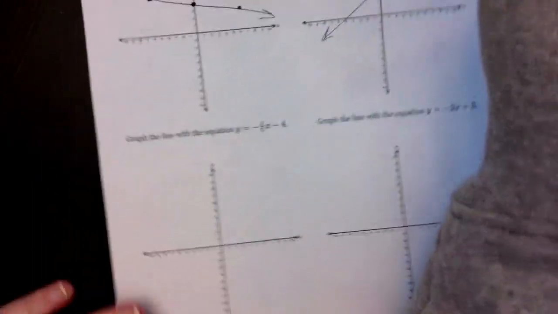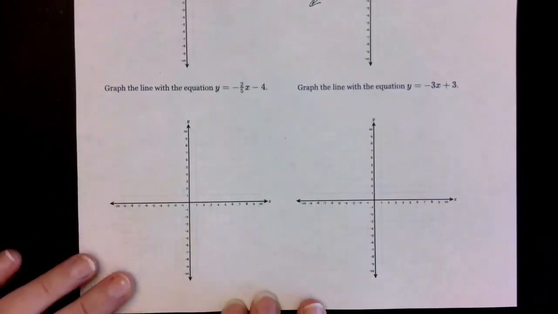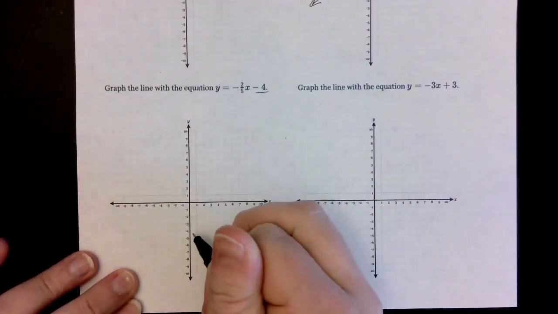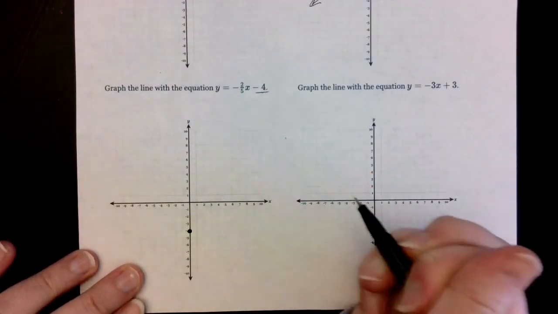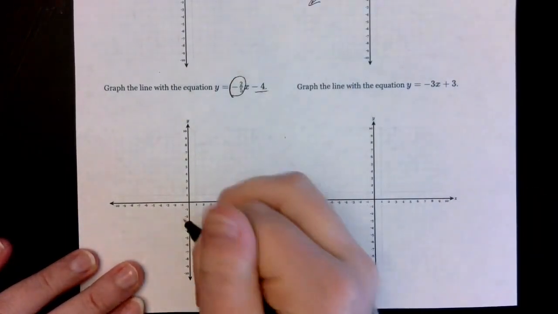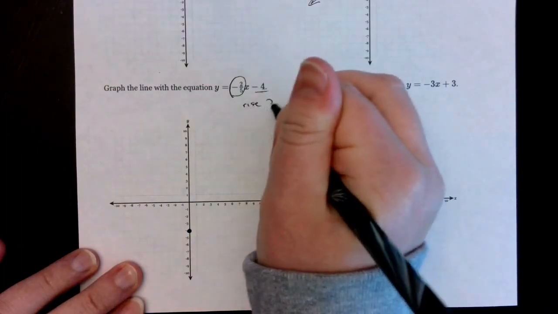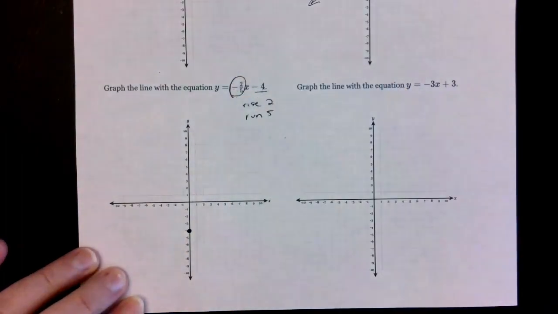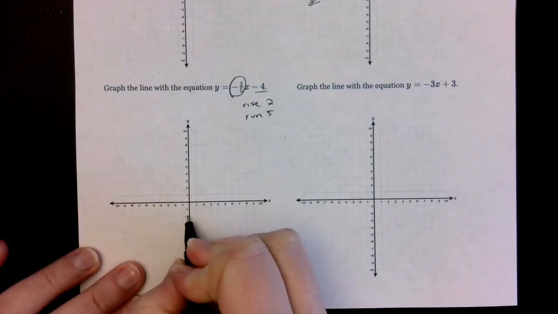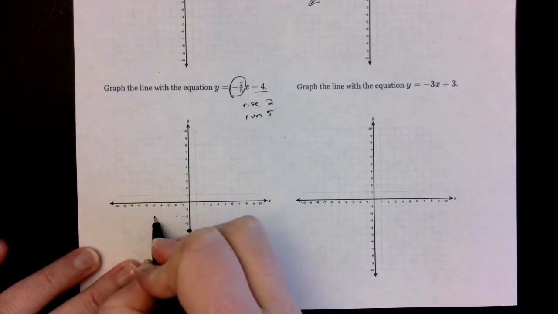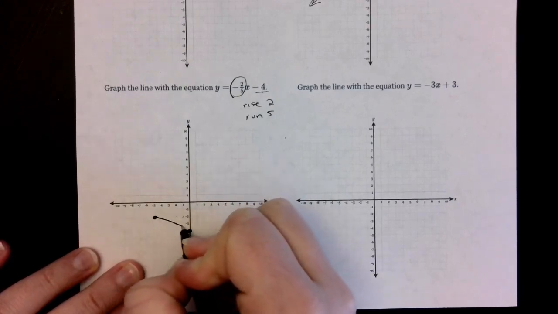In my bottom two examples, we're just going to do it the same exact way. My y-intercept is negative 4, so I'm going to go to negative 4 here. My slope is negative 2/5, so I rise 2, run 5, and I make sure I use a negative slope. So I rise 2, and I'm going to run left 5. 1, 2, 3, 4, 5. And I draw my line.